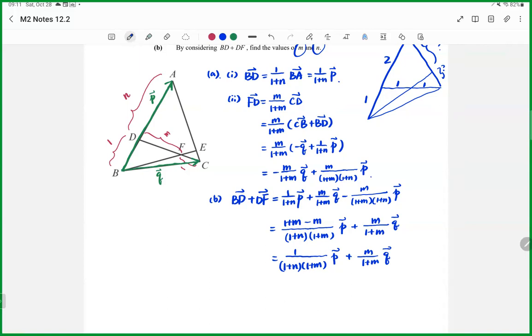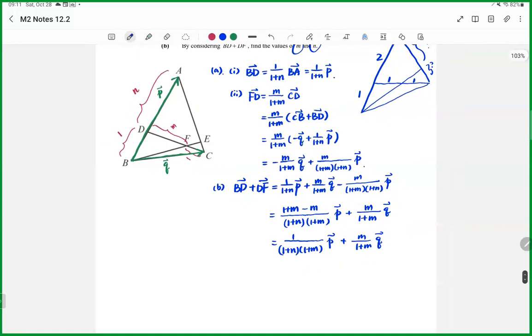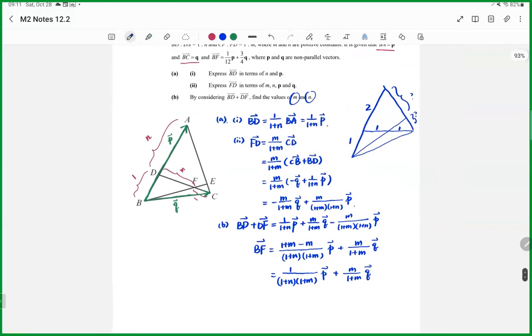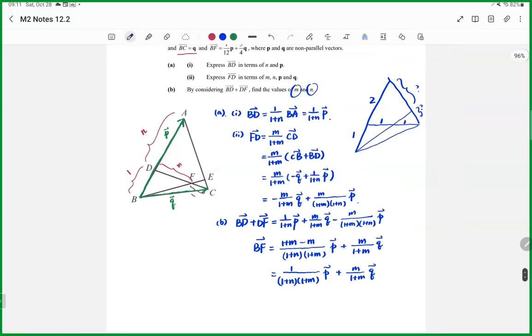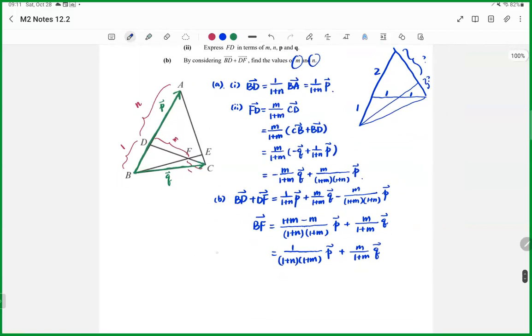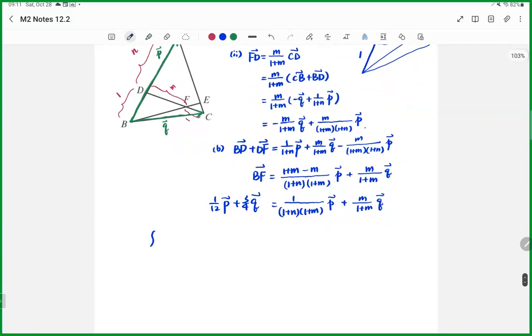We also know that BD plus DF equals BF. So this is actually BF. And BF is given. It's 1 over 12 P plus 3 over 4 Q. So the expression must be identical. I can solve equations to find the ratio.